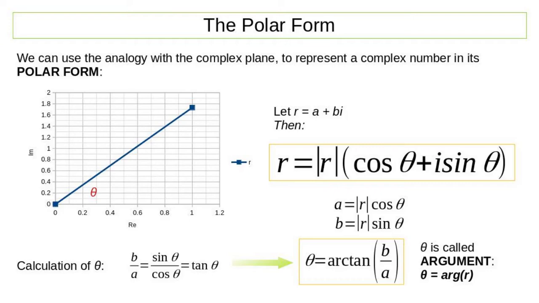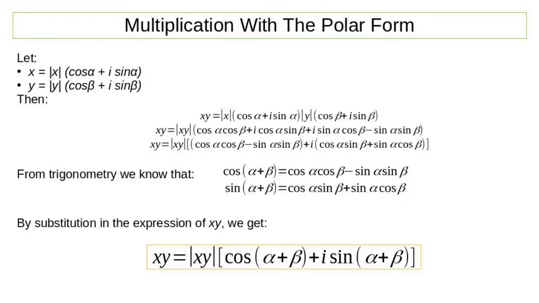If the angle theta is unknown, you can calculate it using the ratio of the imaginary part and the real part of r. As you can see from the equations below, that ratio is equal to the tangent of theta. So you can calculate theta as the arctangent of the b over a ratio. The angle that a complex number forms with the real axis is called the argument of that complex number. Now that you know how to represent a complex number in its polar form, you can use it to slightly simplify the expression of the multiplication of two complex numbers.